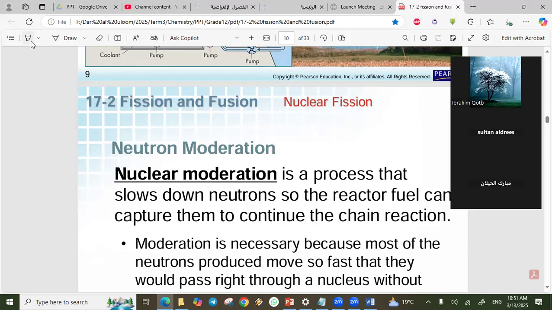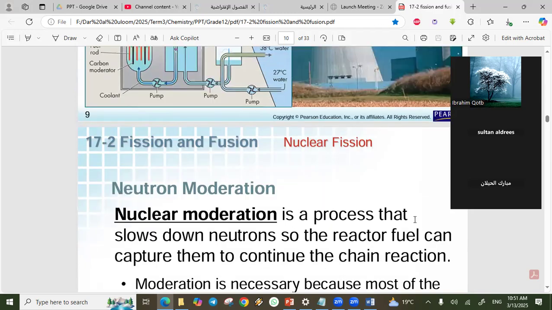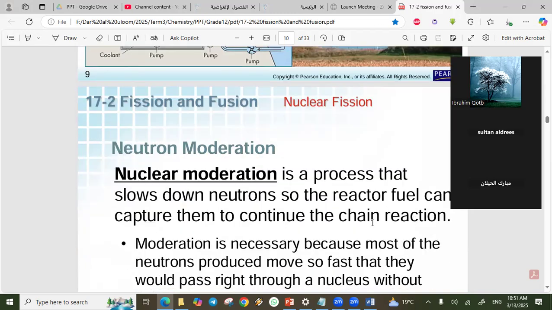Nuclear moderation is a process that slows down neutrons so that the reactor fuel can capture them to continue the chain reaction. Thank you. Nuclear moderation is a process that slows down neutrons.